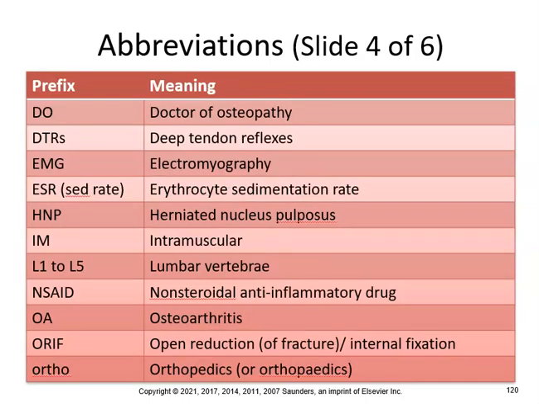DO, DTRs, EMG, ECR, HNP, IM, L1, L5, NSAID, OA, ORIF. So DO is a doctor of osteopathy. DTRs are deep tendon reflexes. EMG is electromyography. HNP, herniated nucleus pulposus. IM, intramuscular. L1 to L5, lumbar vertebrae. NSAIDs are nonsteroidal anti-inflammatory drugs. OA is osteoarthritis. ORIF is an open reduction internal fixation that they could do with a fracture. Ortho is orthopedics.